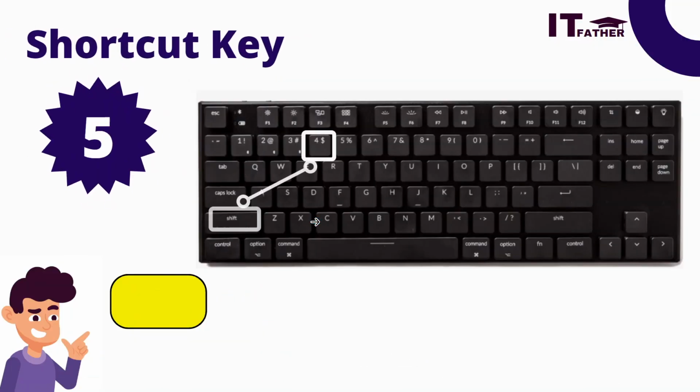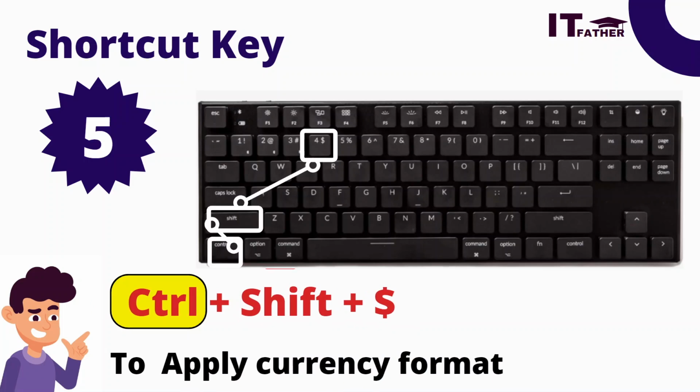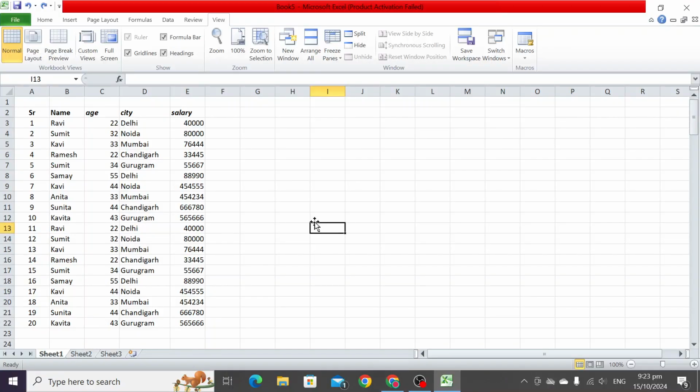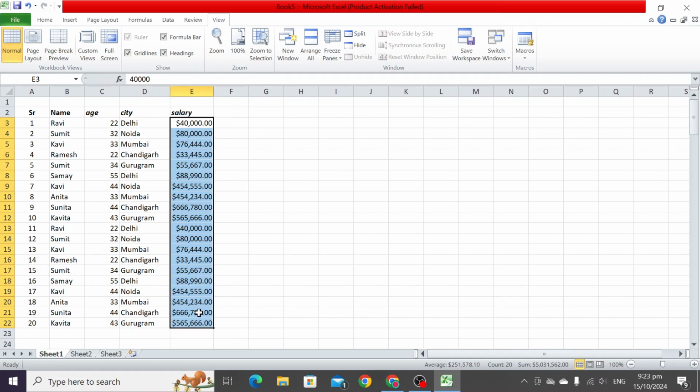Next we have Ctrl plus Shift plus Dollar sign, right? If you want to apply currency format on numeric values, then press Ctrl Shift Dollar sign. For example, these are the values. By pressing Ctrl Shift Dollar sign, automatically all the values convert into currency format.